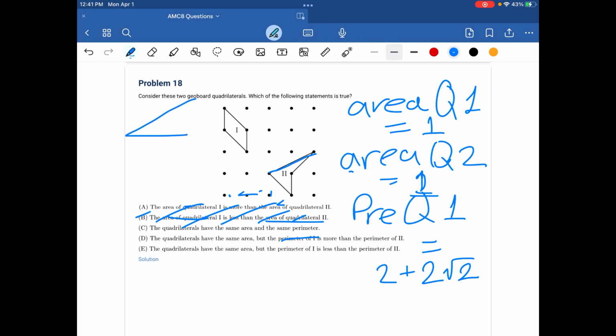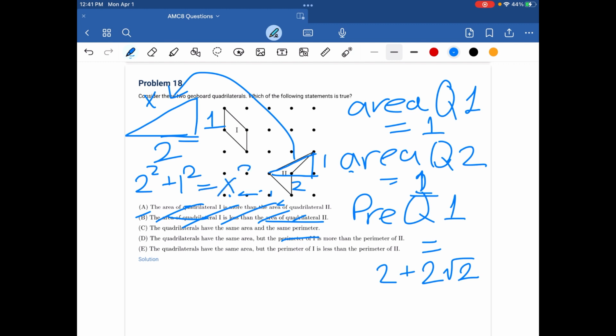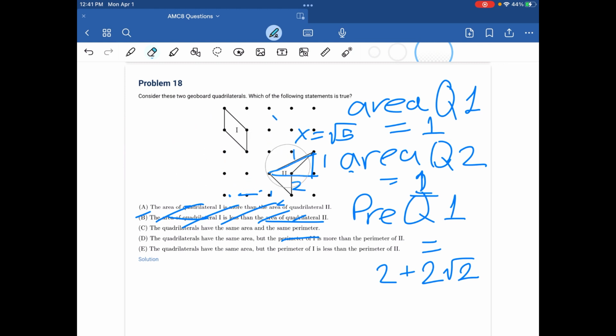Let me just redraw it over here. Okay. This slant is this one, so we'll call this x. And then we see this is 2 units, and then the height is 1. So then we can use the Pythagorean theorem. 2 squared plus 1 squared is equal to x squared. So we get 5 is equal to x squared, and then x is equal to the square root of 5. Okay. Just erase all of this. So then this is equal to square root of 5.